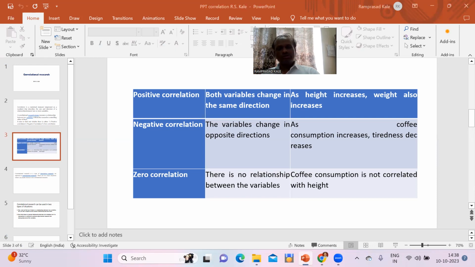And zero correlation means there is no relationship between two variables. Coffee consumption is not correlated with another type of variable. For example, coffee consumption and height: there is no relationship between these two variables.